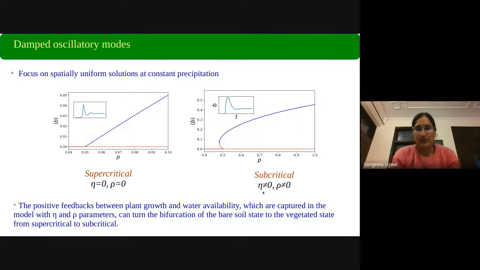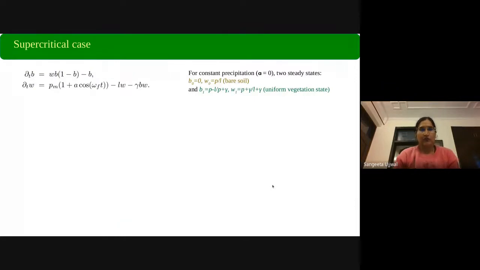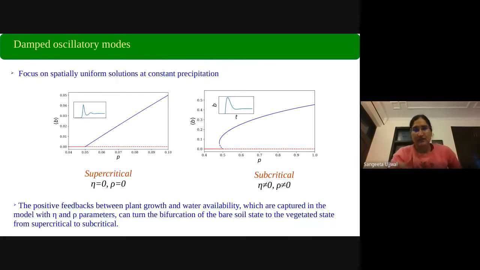The important point to note here is that even if one of them is non-zero, then the bifurcation goes from supercritical to subcritical. Now, if we focus on the supercritical case, which is a simple case, these bifurcation diagrams are for constant precipitation. So here, we are just studying the effect of the endogenous factor on the dynamics of the system.